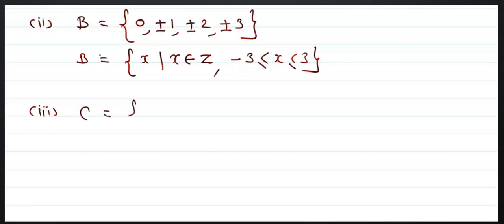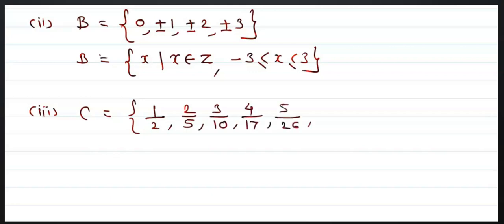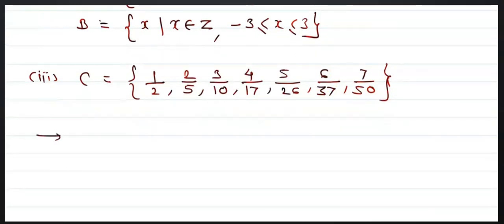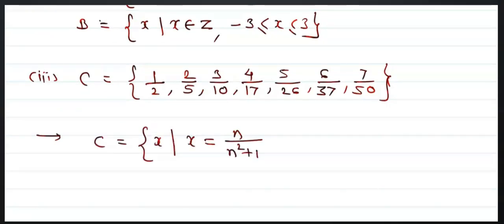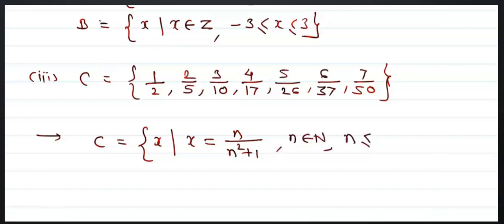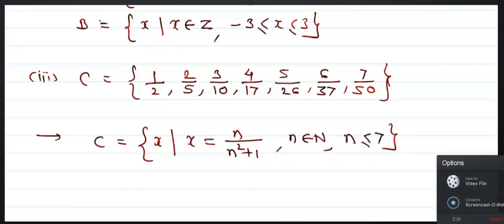Next, C is equal to {1 upon 2, 2 upon 5, 3 upon 10, 4 upon 17, 5 upon 26, 6 upon 37, 7 upon 50}. C is equal to {x such that x is equal to n upon n square plus 1, where n belongs to capital N and n is less than or equal to 7}.